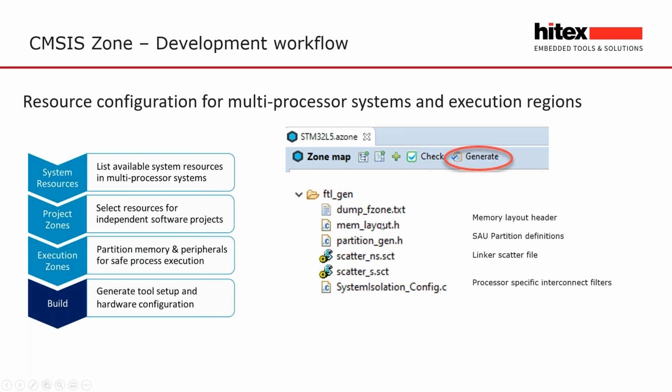Additionally, for a given processor or microcontroller, it will create a system isolation config. This will be used to program the global bus filters, so the memory and peripheral protection filters that are on the bus interconnect. So between the security attribution unit within the Cortex-M33 and the global bus filters, this will then create a secure execution environment.